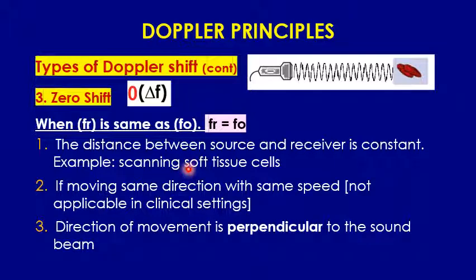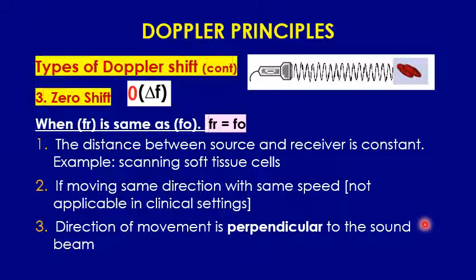Another example is when the source and the receiver are moving at the same speed in the same direction. The distance between the source and the receiver is fixed. Again, I will get zero Doppler shift. Actually, this is not practical in our scanning because we can't move the blood and the transducer in the same direction at the same speed. So this is not practical in the field of ultrasonography.